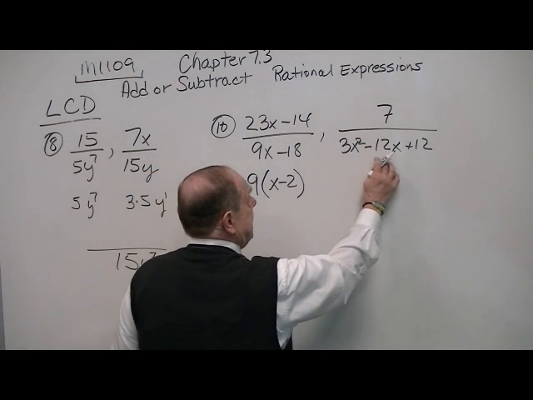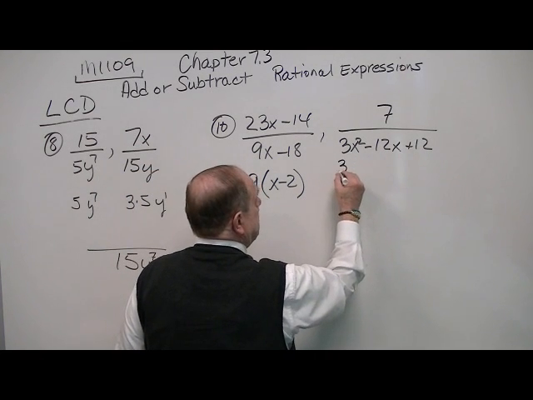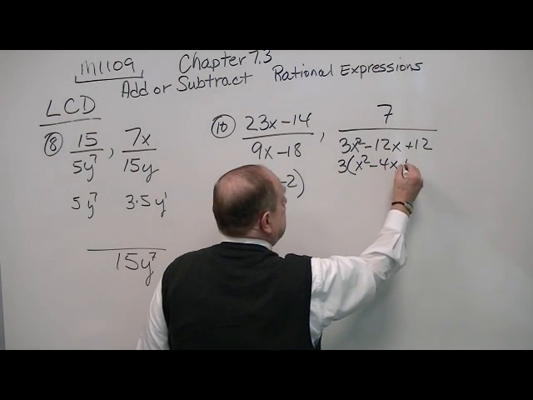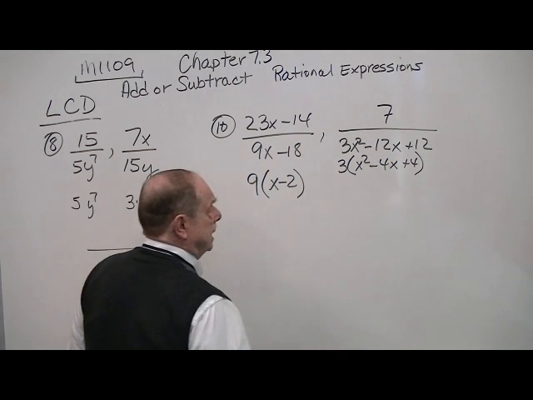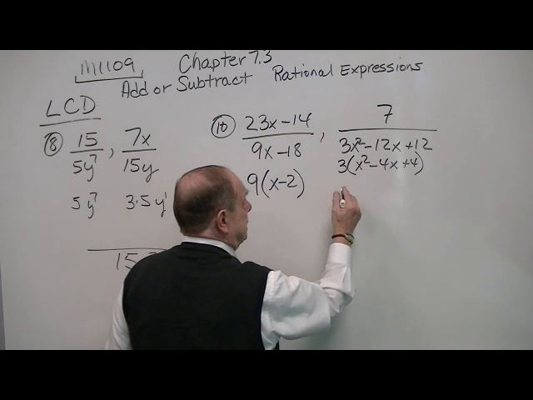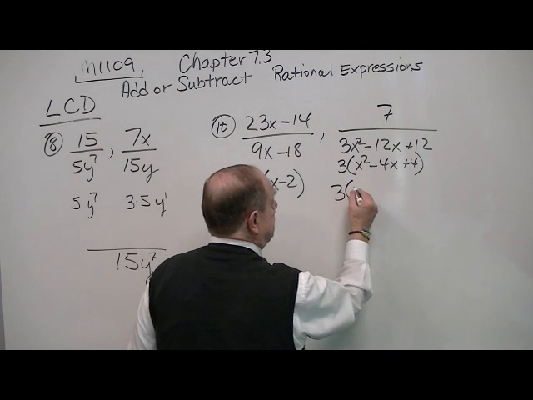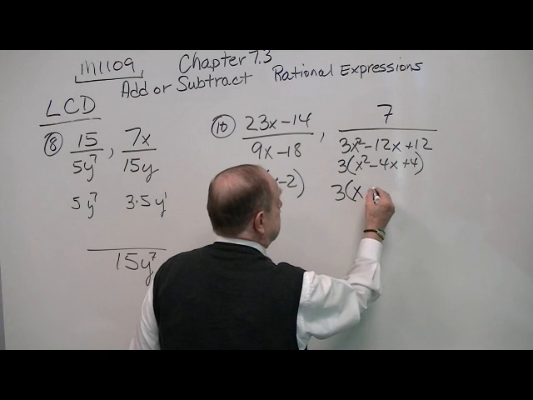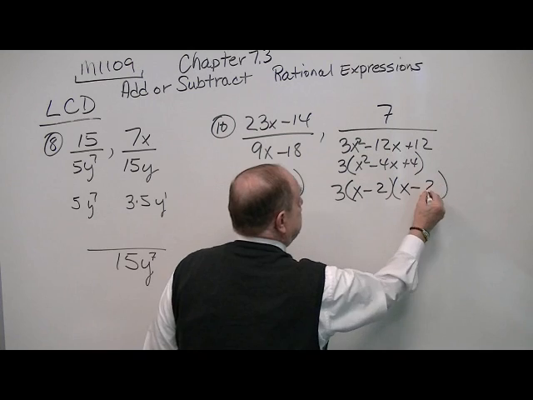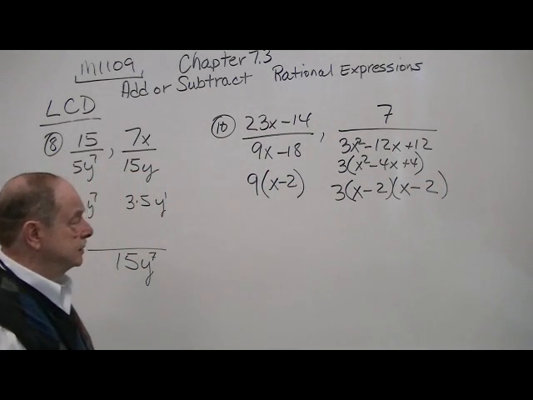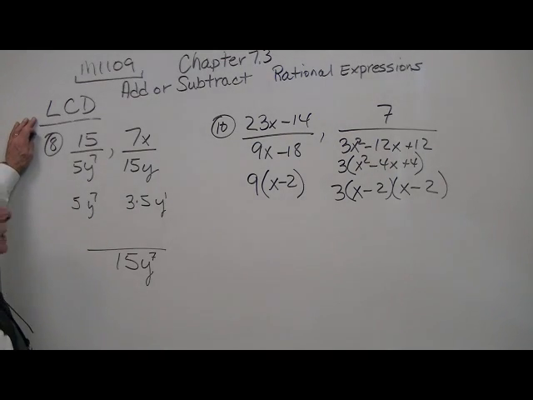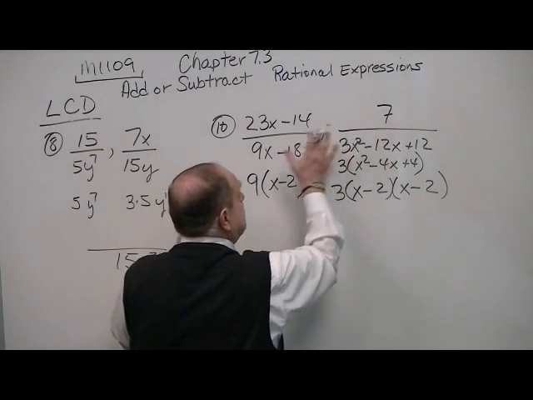And here we're going to take out a 3, and we get x squared minus 4x plus 4. Now if you notice, this is a perfect square trinomial that will factor into x minus 2 times x minus 2. So they're asking us what would the least common denominator be for these two terms.